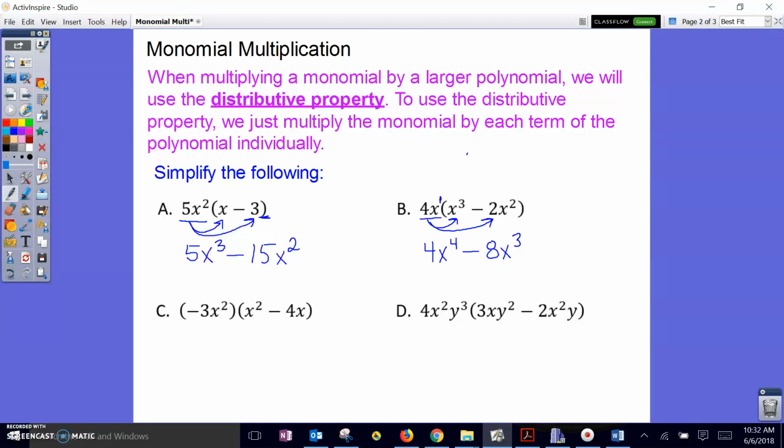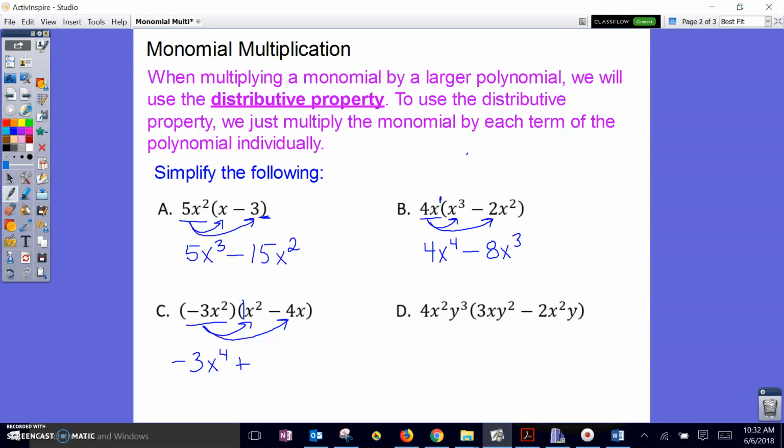Part C, we're going to multiply this negative 3x squared. We're going to distribute it through both terms in the binomial. So negative 3x squared times x squared, that's 1x squared. We multiply our numbers. Negative 3 times 1 is negative 3. X squared times x squared is x to the fourth. Then we do the same thing, multiplying it by a minus 4x. Now we've got a negative times a negative. That means that we're going to have a plus sign here.